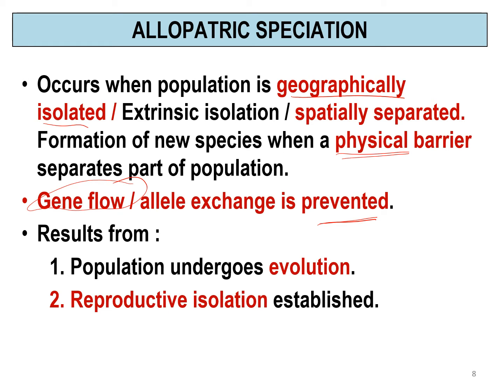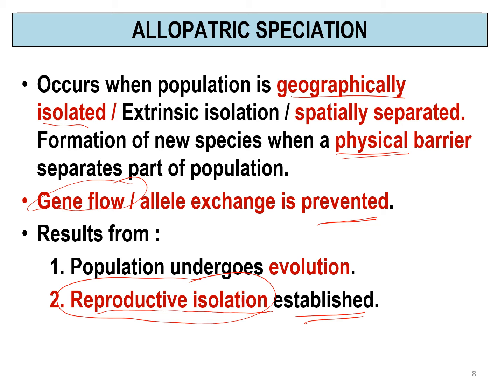Okay, jadi halangan itu, jurang itu menyebabkan populasi terpisah kepada dua, satu populasi terpisah kepada dua populasi, dan dua populasi ini tak boleh interbreed, menghasilkan generasi yang baru. Jadi dia akan prevent gene flow, aliran gene antara populasi yang terpisah A dengan populasi B tadi. So population undergoes evolution, reproductive isolation established. This is very important. Apabila berlaku pemencilan secara reproduktif, maksudnya tidak boleh reproduce.